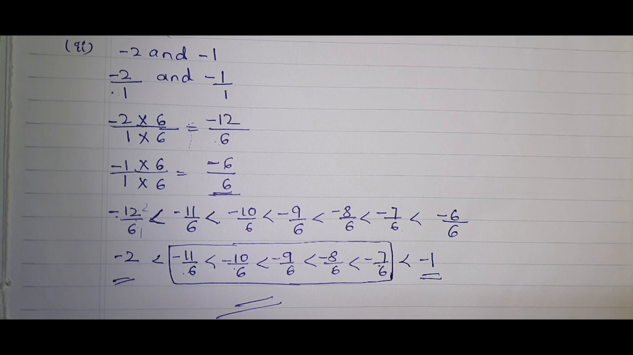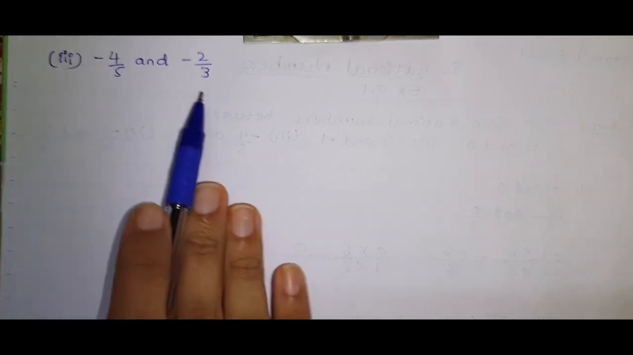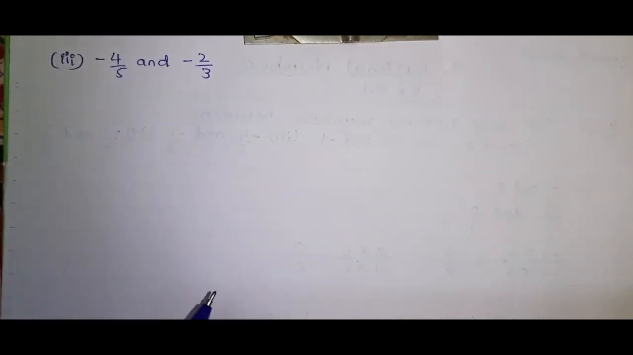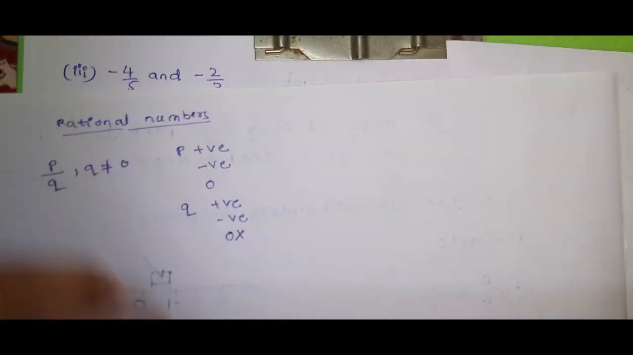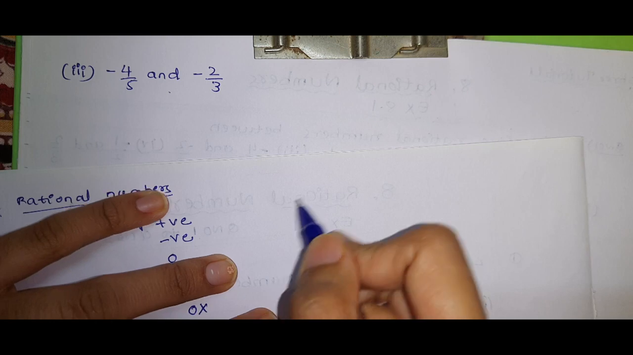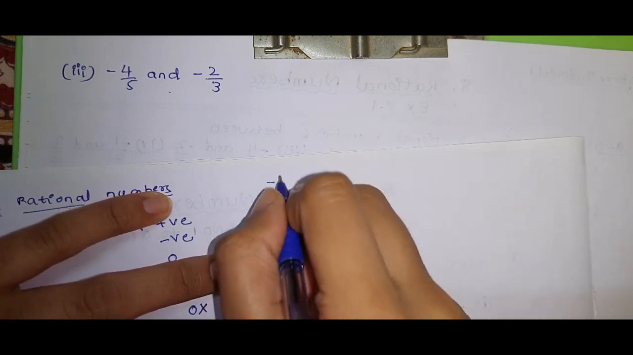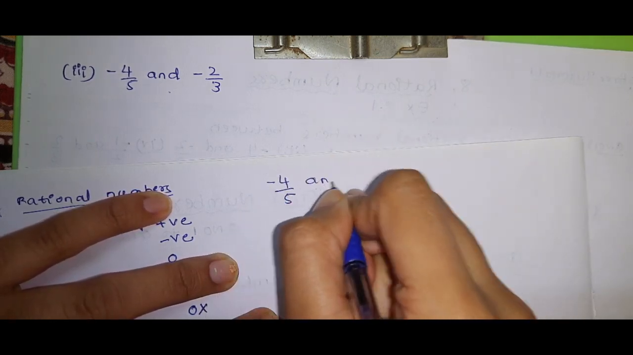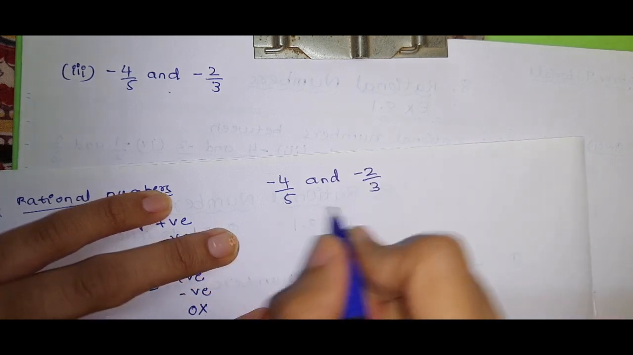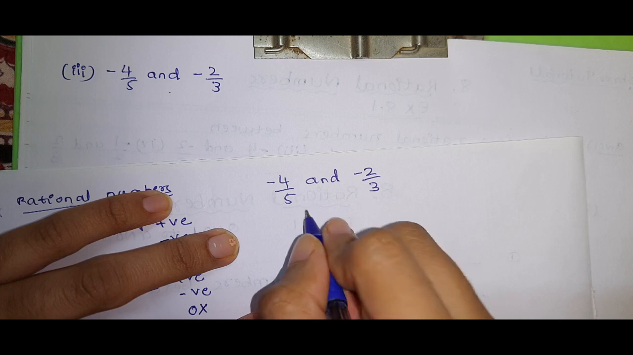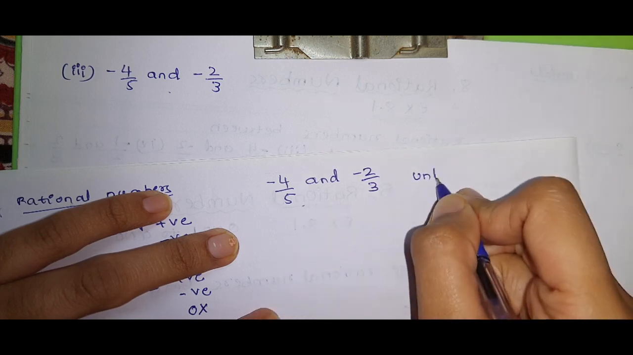Now let us go for the third one. The third one is minus 4 divided by 5 and minus 2 divided by 3. These kinds of problems are a bit different from what we solved in the previous problems. Now let us see how to solve. Let me take a rough note. Minus 4 divided by 5 and minus 2 divided by 3. These are in the form of fractions, right? But these are unlike fractions.